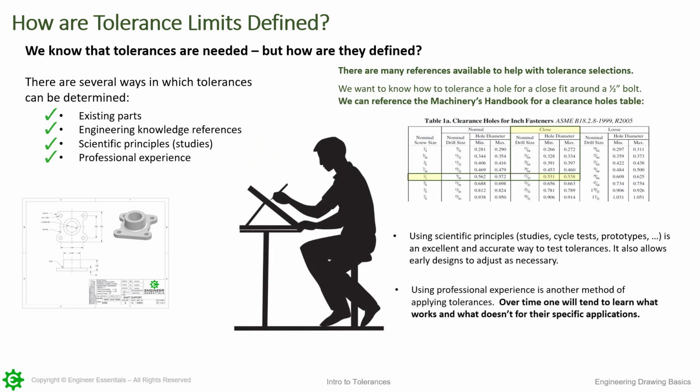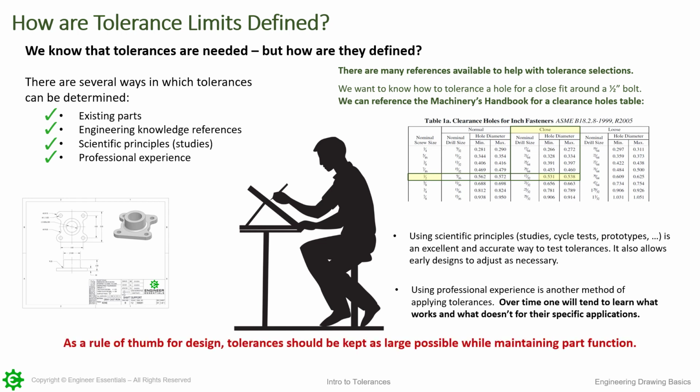Using professional experience is another method of applying tolerances. Over time, one will tend to learn what works and what doesn't for their specific applications. This doesn't just apply to design, too. Manufacturing engineers and machinists will also understand what limits their machines can hold and how tight of tolerances their parts can allow. Now, as a rule of thumb for design, tolerances should be kept as large as possible while maintaining the part function. We want to have the tolerance necessary for the part to work without making it any tighter.